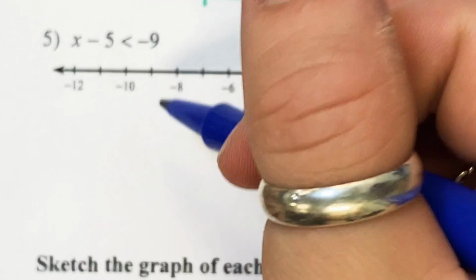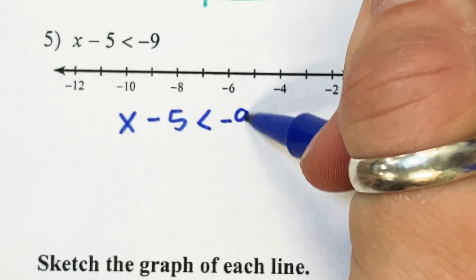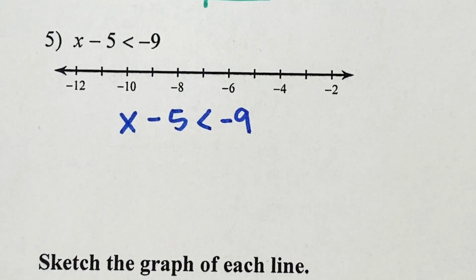Okay, so I'm going to rewrite it. x minus 5 is less than negative 9. Okay, let's go ahead and solve this guy. So draw your line down your inequality sign. Look at the side with your variable. That is the left side here.